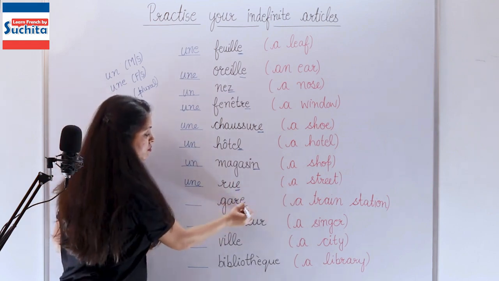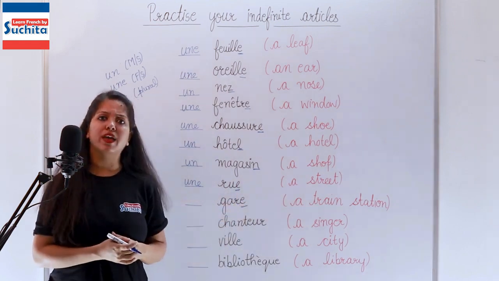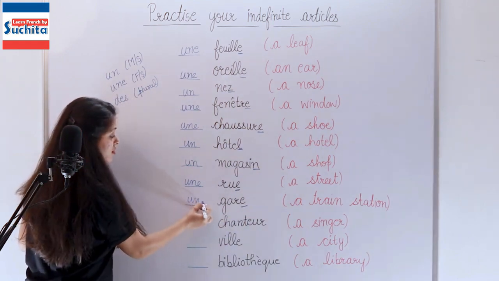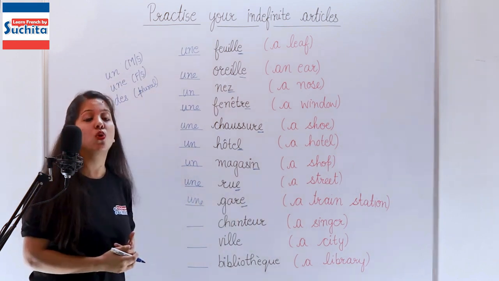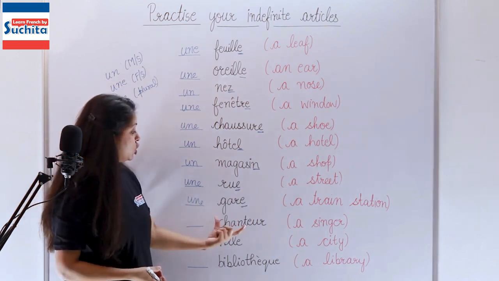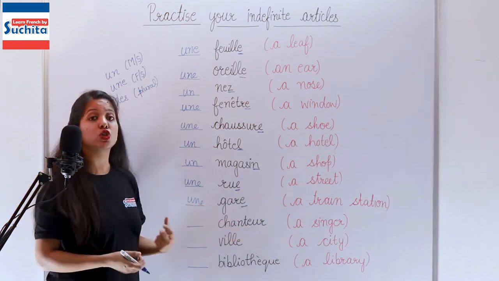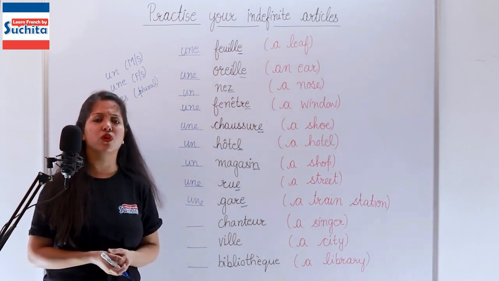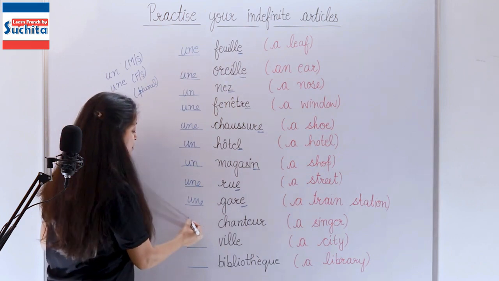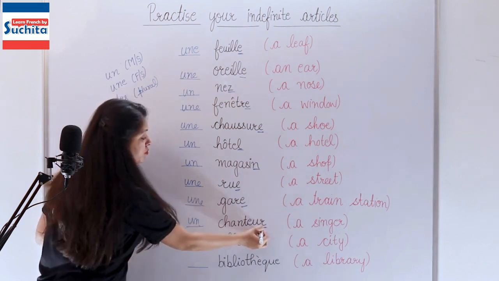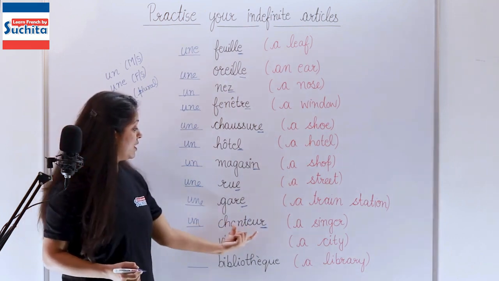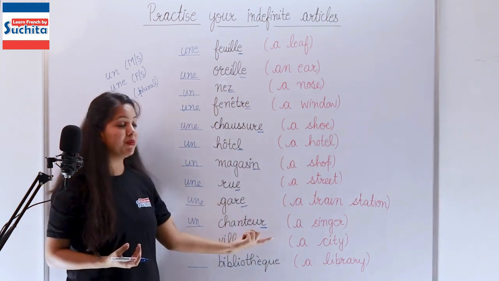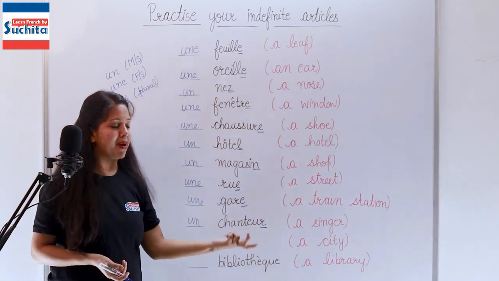Gare. Une gare, un gare. Pas un gare, une gare, parce que gare se termine par la lettre E. It ends with the letter E. Chanteur, which means singer. So we say un chanteur, une chanteur. Un chanteur, bien sûr, parce qu'il y a la lettre R. So you have the letter R. So that means it is going to be something which is masculine.